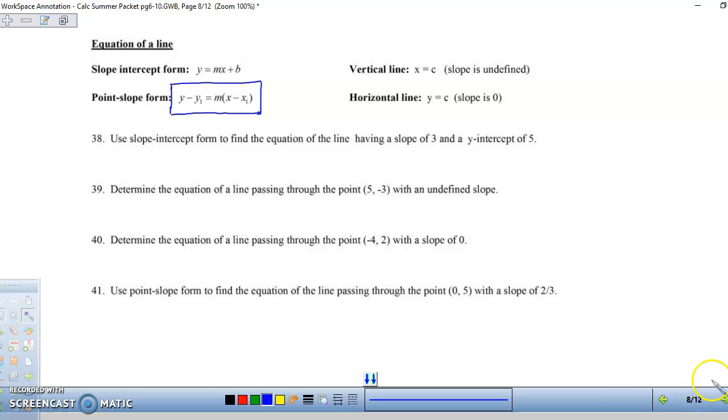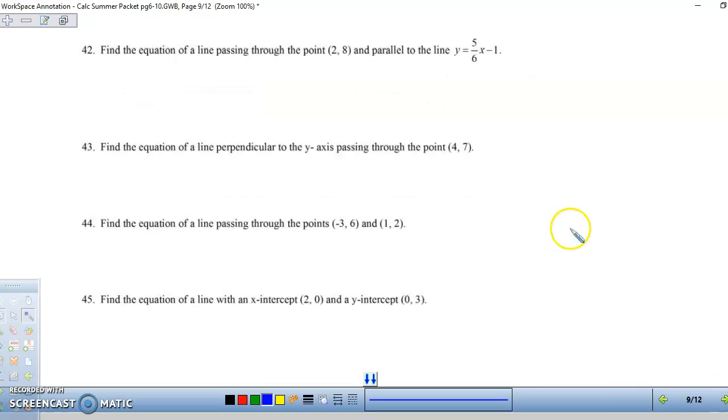Let's go through number 42. So find the equation of the line passing through the point (2, 8), parallel to this line. So first of all, whenever you have a point here, and then parallel means your slope is going to be the same slope as the parallel line. So if you have a point and a slope, like the name says, you're going to use point slope form.